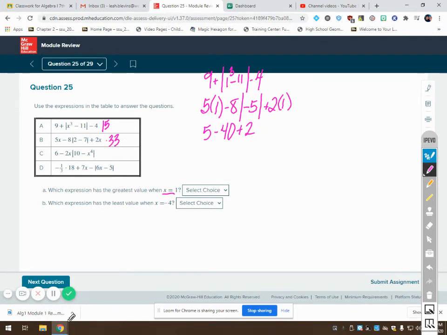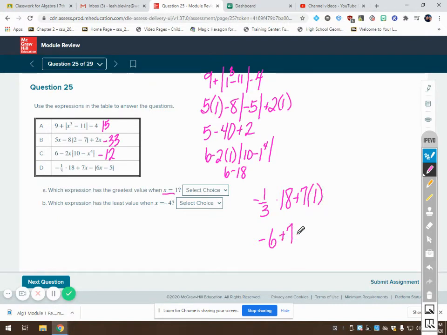Okay, my next one is 6 minus 2 times the absolute value of 10 minus 1 to the 4th power. So 10 minus 1 is 9, 2 times 9 is 18, 6 take away 18 is negative 12. And my last one, negative 1/3 times 18. Well, I know that's just negative 6. A third of 18 is 6. Okay, plus 7 times 1 is 7.